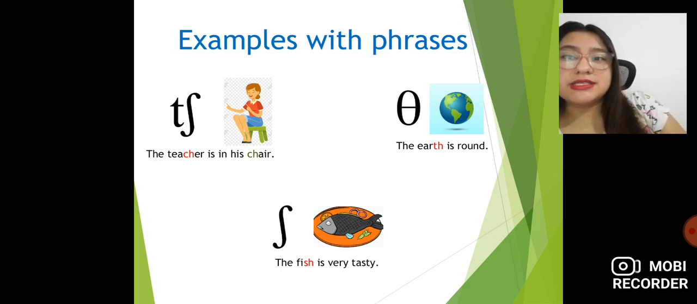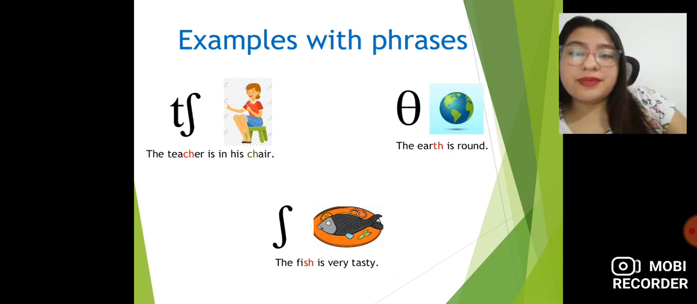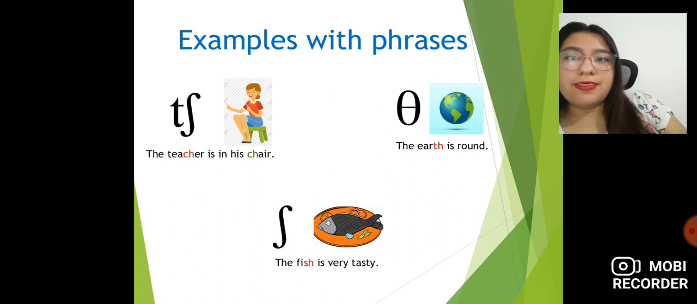Okay, next example. The consonant. The ear is round. The ear is round. And finish example. The fish is very tasty.